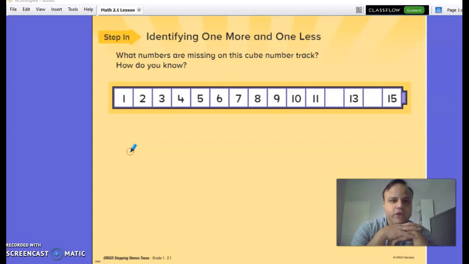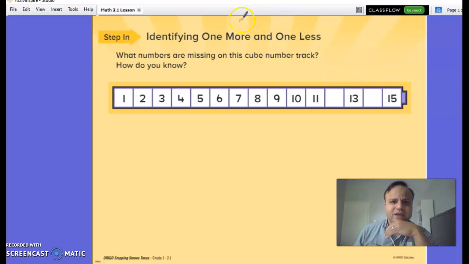Today we are going to be working with some math from the book Stepping Stones of Origo. We are going to be working on lesson 2.1. We are going to be identifying one more or one less. What is the meaning of one more?